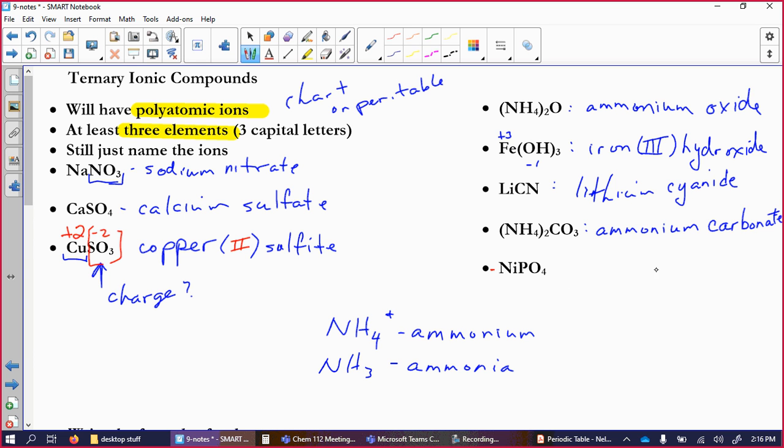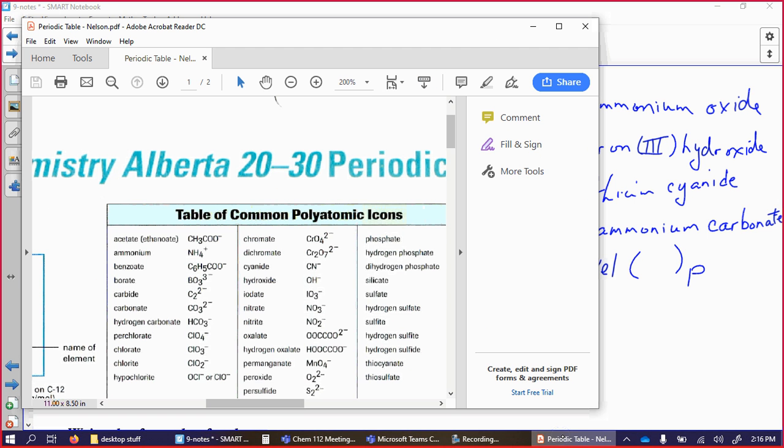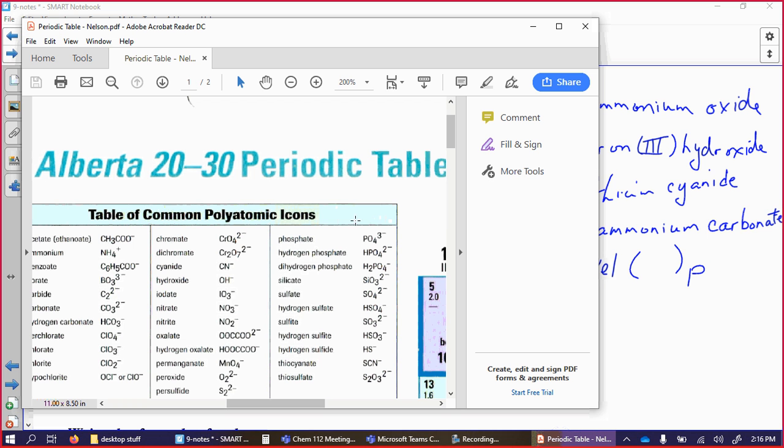And the last one to write a name for, nickel, is a transition metal, so that means we need this. PO4, oh, well, you can't see, but PO4 is -3, which we'll remember, and phosphate.